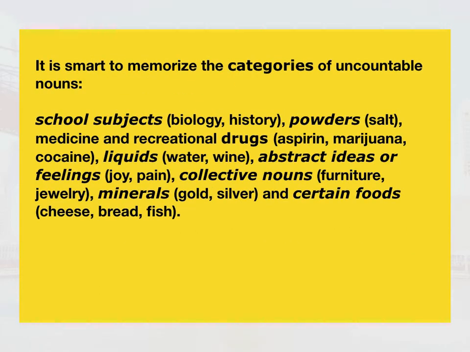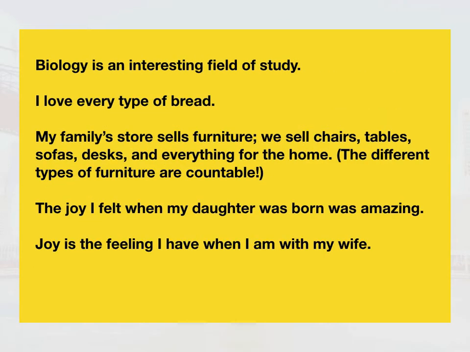It's good to memorize the categories of uncountable nouns. So you'll have school subjects, biology, history, powders like salt, medicine and recreational drugs, aspirin, marijuana, cocaine, liquids, water or wine, abstract ideas or feelings, joy or pain, collective nouns, furniture, jewelry, minerals like gold or silver, and certain foods, for example, cheese, bread, and fish.